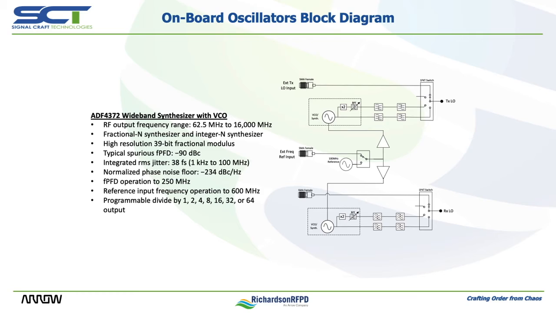The ADF4372 was designed for use with the ADMV1013 and 1014 converters. The synthesizer can generate outputs in the 62.5 MHz to 16 GHz range. Because of the built-in ×4 multipliers of our converters, our LOs are only required to operate at up to 10.2 GHz. Optionally, the onboard synthesizers can be disabled when external LOs are supplied by the user.